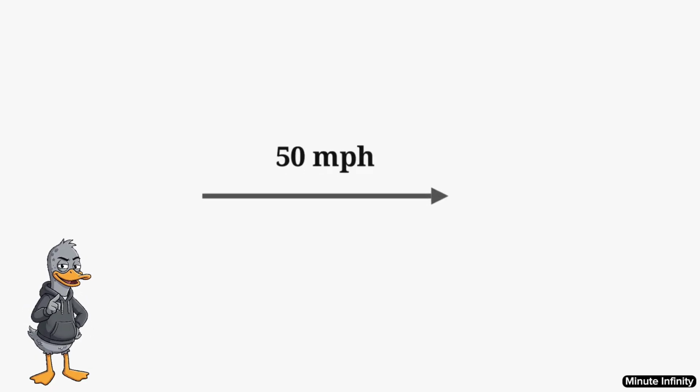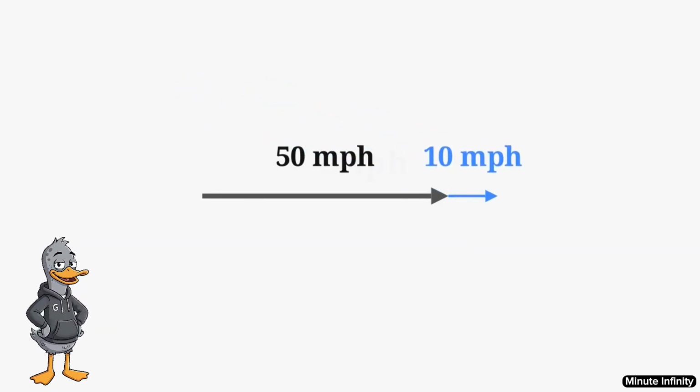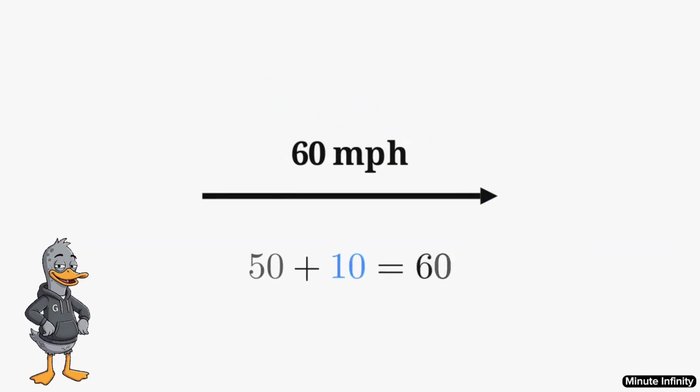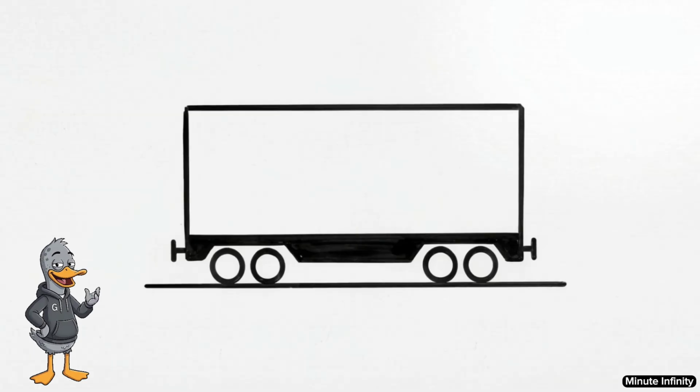If the train is moving 50 miles per hour and the throw is 10 miles per hour, you add those two arrows together to get a total speed of 60 miles per hour. This is how motion works. But let's run that exact same scenario again.